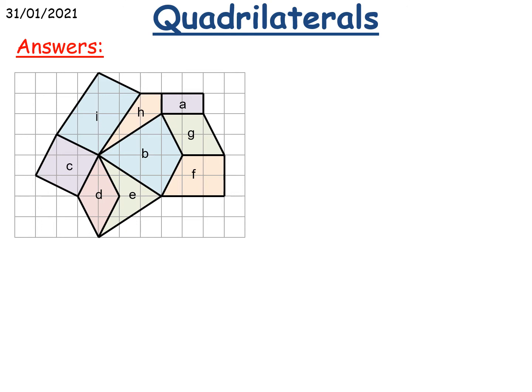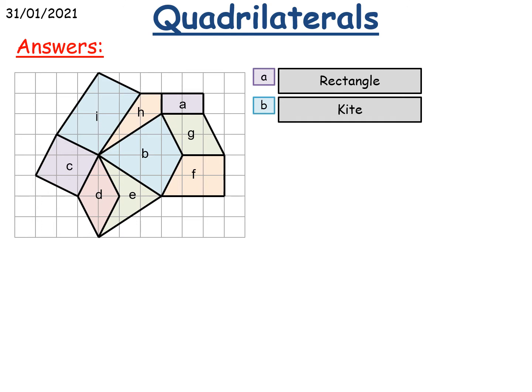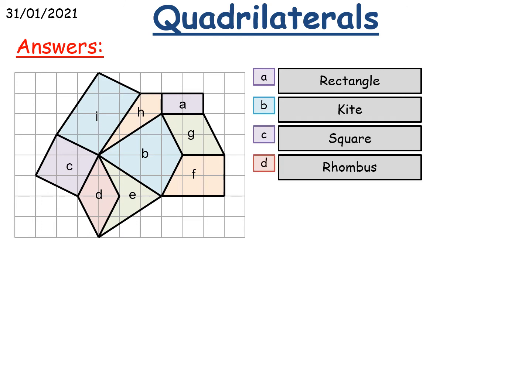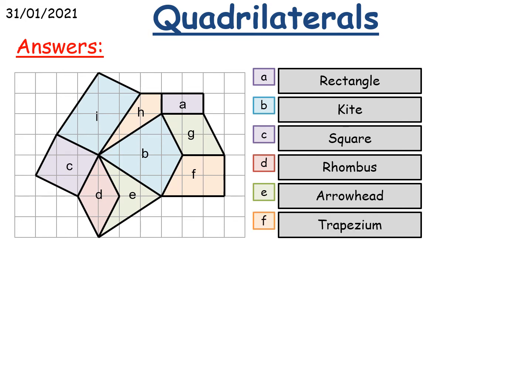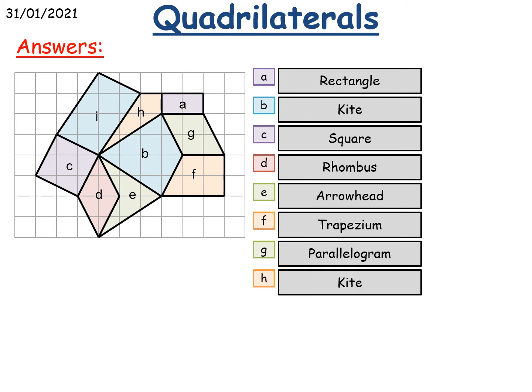And here are the answers. A is a rectangle, B is a kite, C is a square, D is a rhombus, E is an arrowhead, F is a trapezium, G is a parallelogram, H is a kite, I is a parallelogram.